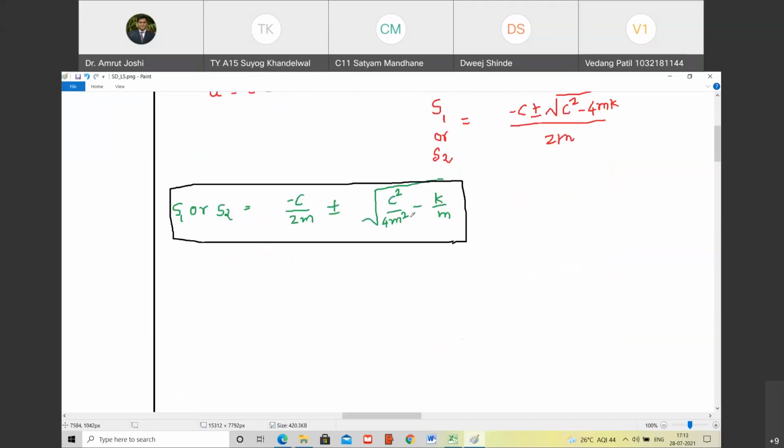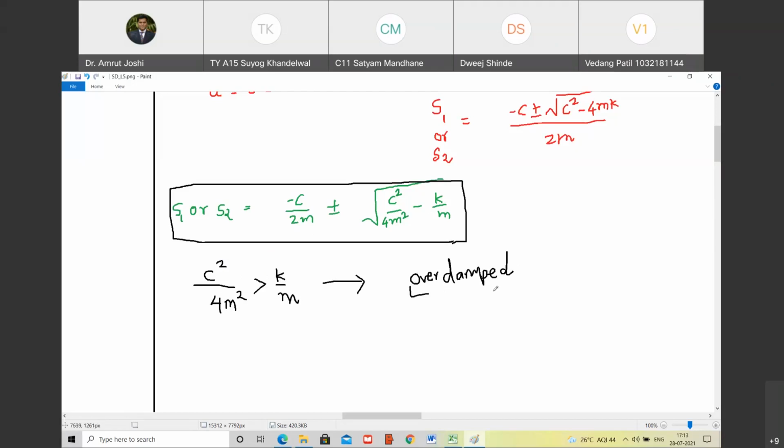Now, unlike the critical damping case where the quantity inside this root had to be 0 for critical damping, instead of that, now what we say is c squared upon 4m squared is greater than k by m. This happens for an overdamped system.